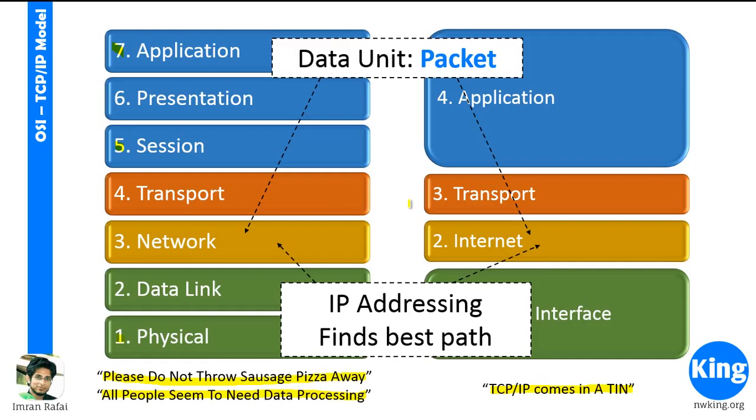When I say best path, it compares the IP addresses and checks if the destination IP address is in the local subnet. If it is not on the local subnet, it will find the best path to go to the destination.